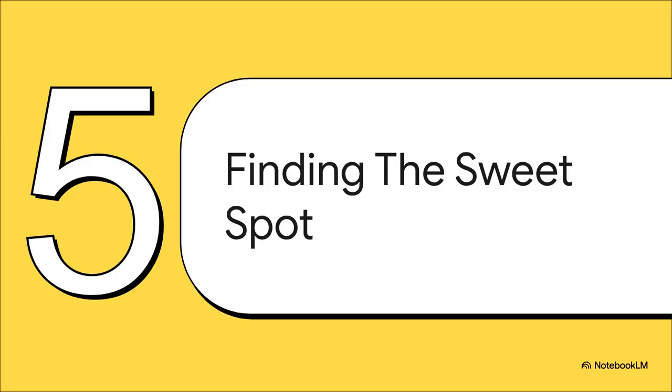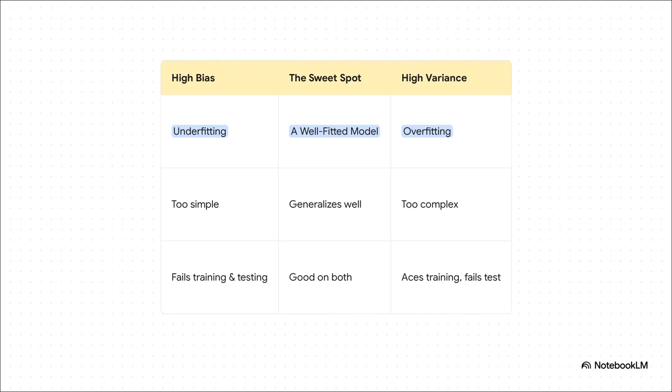So when you pull all this together, you see that building a great machine learning model isn't about getting 100% on the practice test. It's all about finding that delicate balance, that Goldilocks zone, where the model has learned enough to be useful, but not so much that it's forgotten how to think for itself. And it all comes down to this.